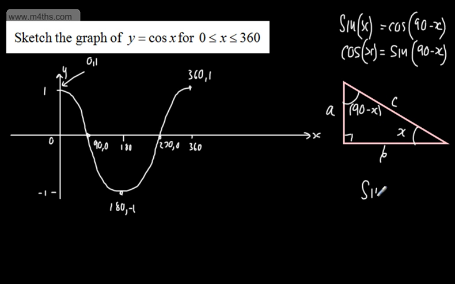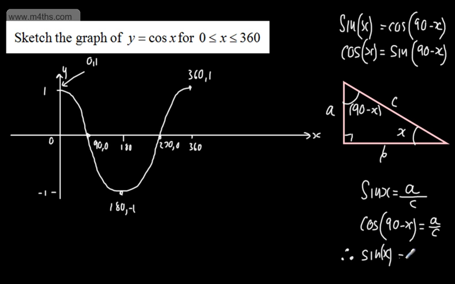So if I write down sin x, well, sin x is going to be the opposite over the hypotenuse, which gives us A over C. If I look at cos(90 - x), well, that is the adjacent over the hypotenuse, which is going to give us A over C. So we can see therefore that sin x is cos(90 - x). This is quite a nice little practical way of showing it, and of course we could do exactly the same to show the other. So if you're struggling to draw this, we could use that property.